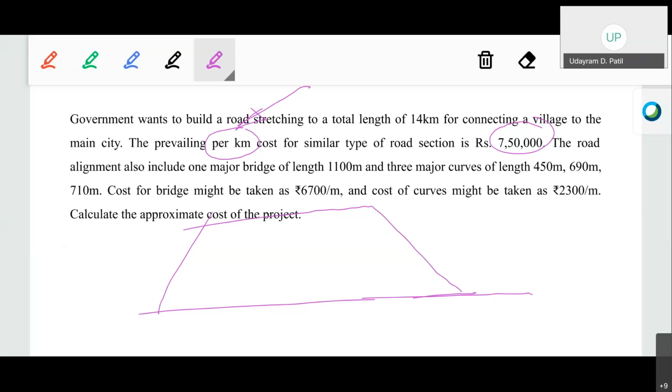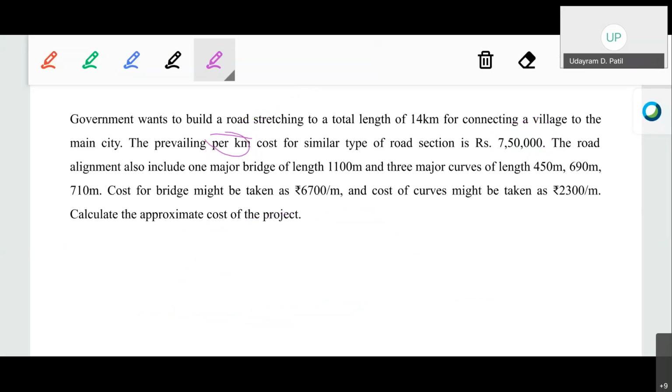Okay, there are different road sections. Your national highway, village road, state highway, other district road. Okay, if you have studied transportation, you will know the types of the road. For each type of the road the section will be different. For two-way traffic the section will be different, for one-way traffic the section will be different. So depending upon that particular section, the cost per kilometer will be given by or decided by the PWD.